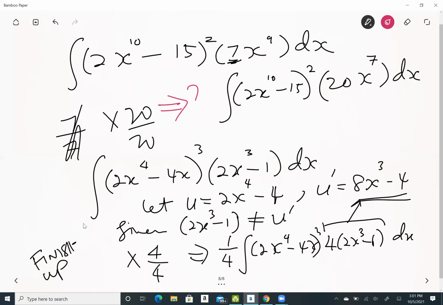Isn't it x to the power of 9? Yeah. So now, the integral would be what? 20x to the power of 9. Is that right? But in the equation, I have 20x to the power of 7. That is not u prime. U prime is 20x to the power of 9. We know that already, but this is another question. So how can you make it? What adjustment do we have to make in order to get the u prime?